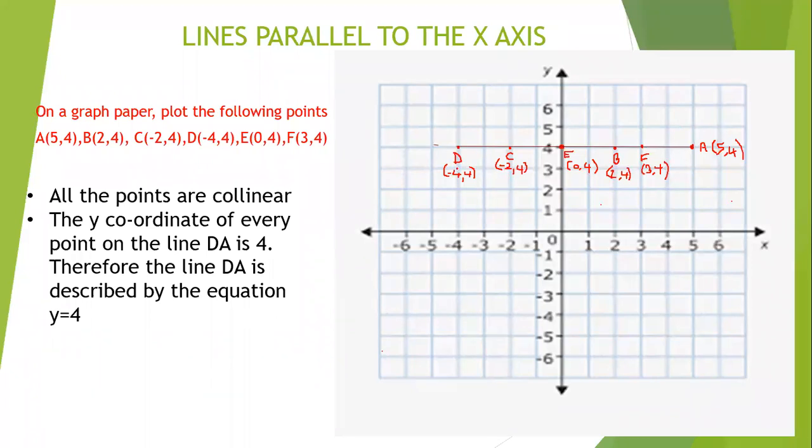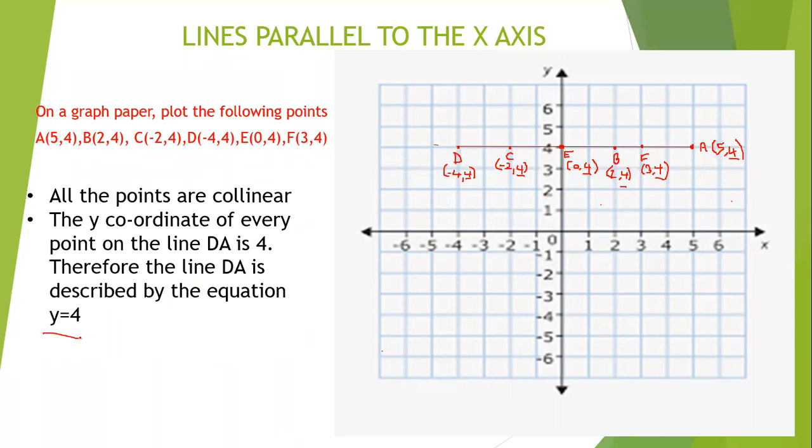See, the y coordinate of D is 4. The y coordinate of C is 4. You can see here also. The y coordinate of point E is 4. The y coordinate of point B is 4. Or the y coordinate of point F is 4. So the y coordinate of every point, even point A, is 4. So the y coordinate of every point on the line DA is 4, right? So we can describe this line by the equation y equal to 4.